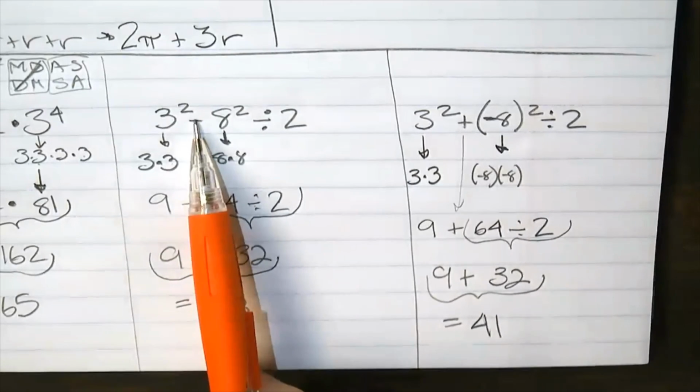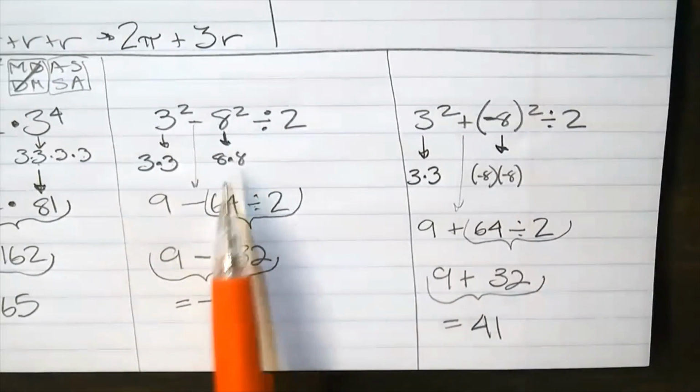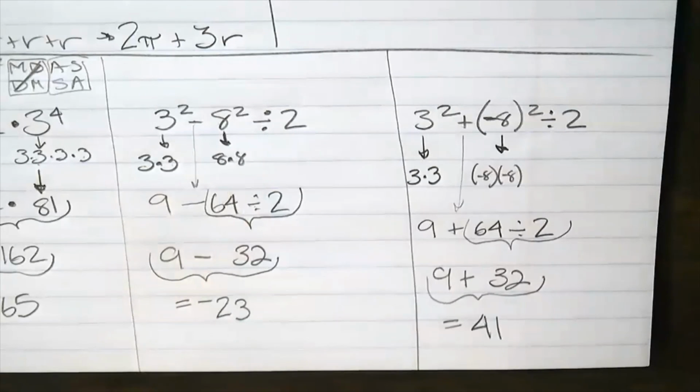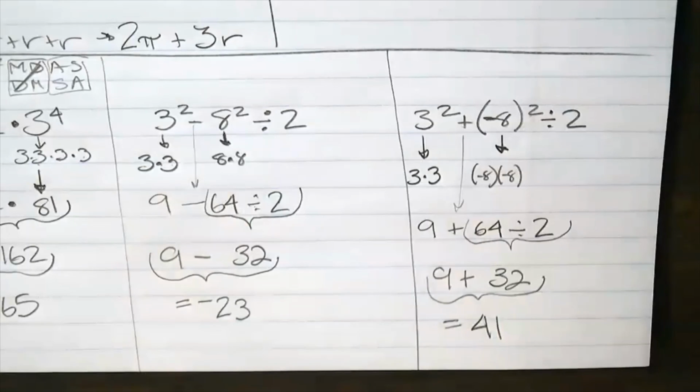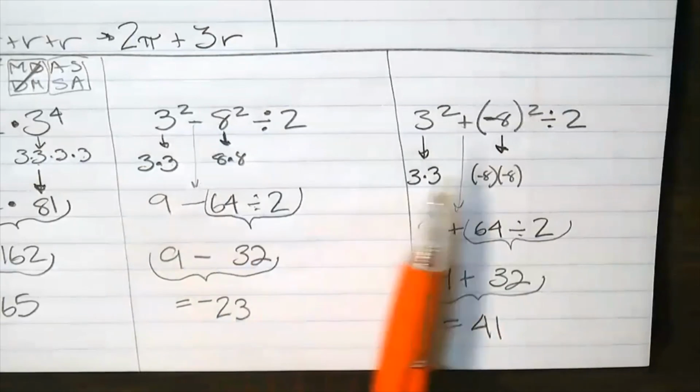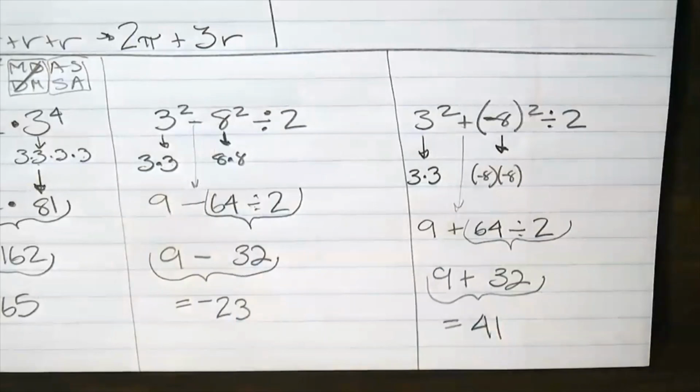So minus 8 squared is different than negative 8 squared. So take a minute to look at those differences. And that is what we are doing today.